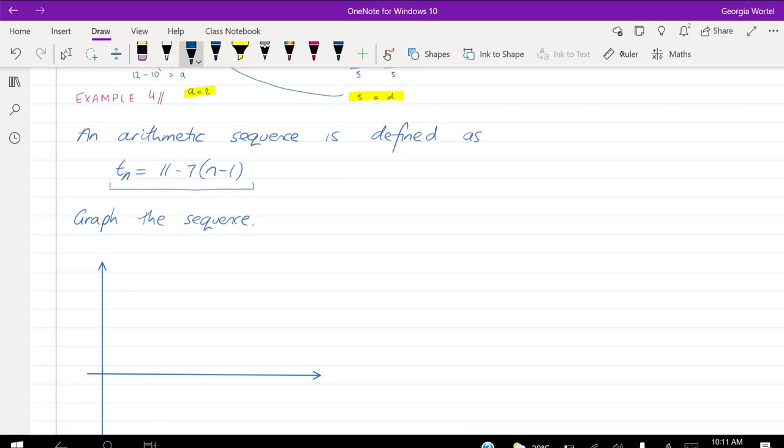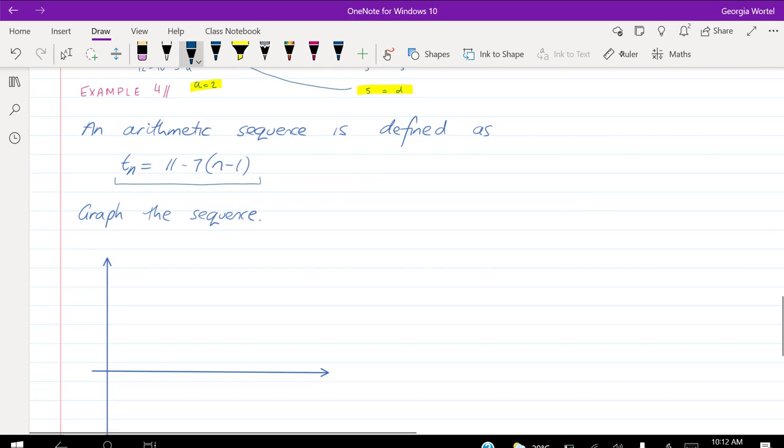When you have a common difference, you're increasing or decreasing by the same amount every single unit that you go across, which means it's going to be linear. The rate that it's increasing or decreasing doesn't change. It's just a linear equation. So don't be put off by the term arithmetic sequence and graphing it. It makes it sound hard when it's really not.